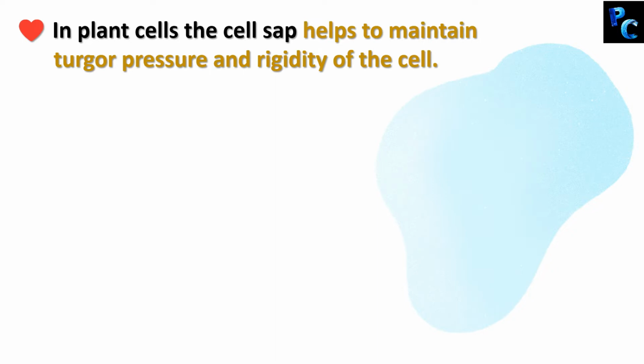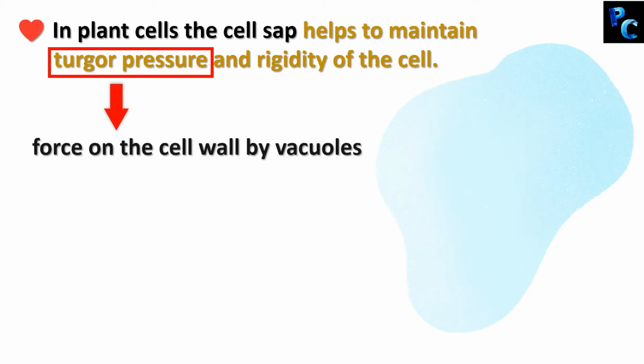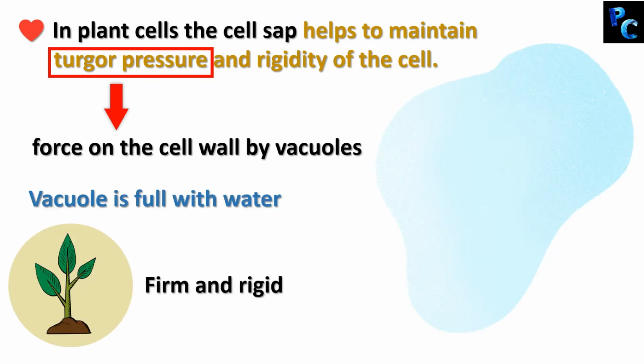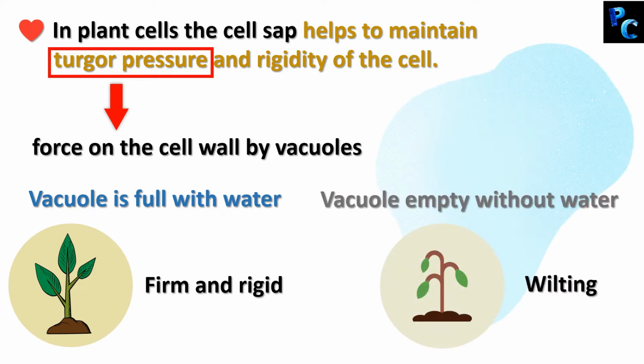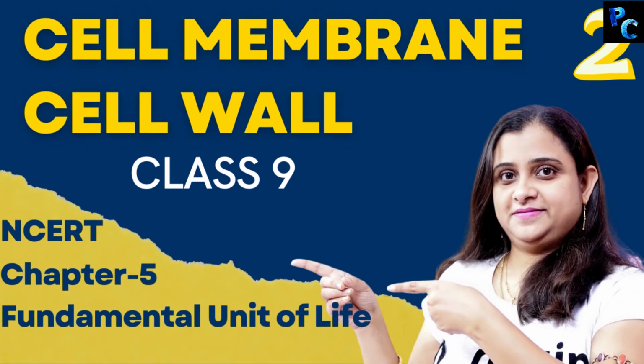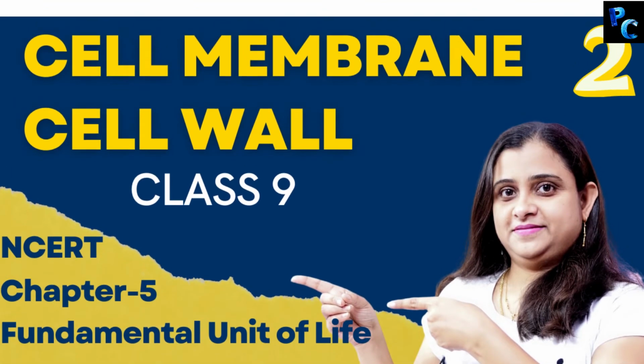Now you will ask me, ma'am, what is this turgor pressure? When vacuoles are completely filled with water, they exert a force on the cell wall, and this is called turgor pressure. Turgor pressure makes the living plant tissue rigid. So, if a vacuole is full, a plant will be rigid and firm, and when the vacuole is empty, the plant will be wilting. Watch my cell and cell membrane video for complete understanding about turgor pressure.